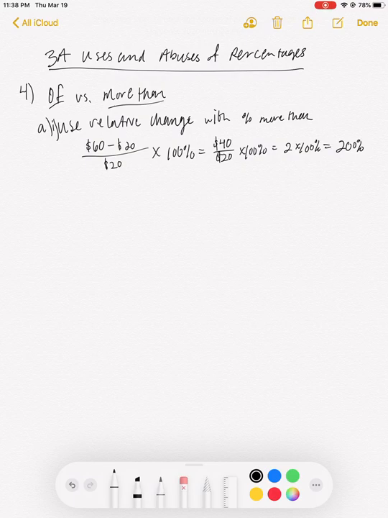So with the relative change, we can say that the stock has grown by 200%. The new stock price is 200% more than the original stock price. A couple ways of saying that. In part 2, we're going to talk about the new stock price as a percent of the original. So we're going to use absolute change here.